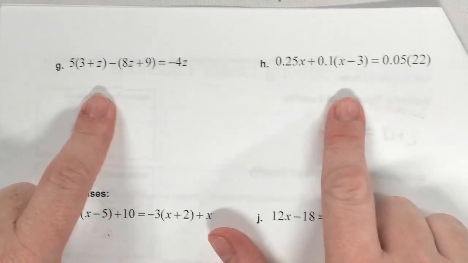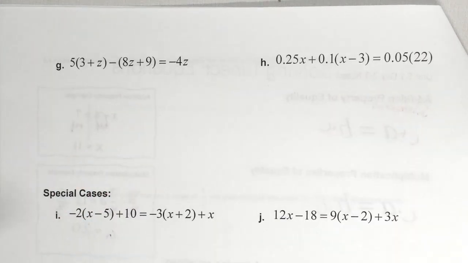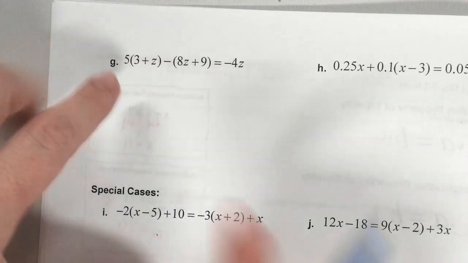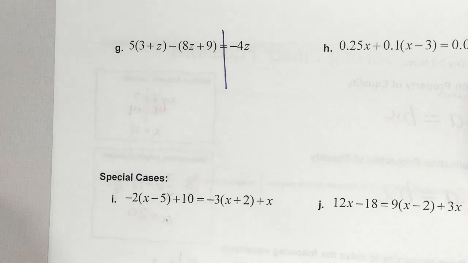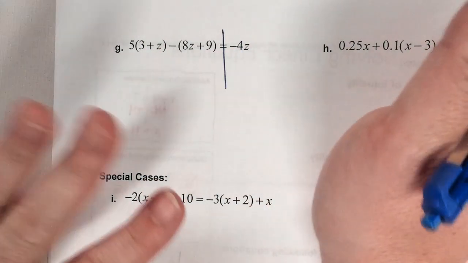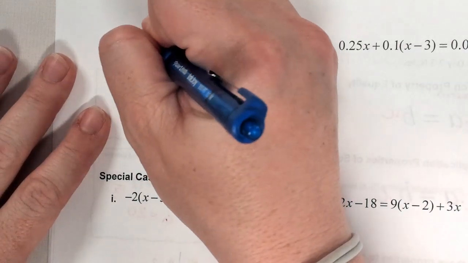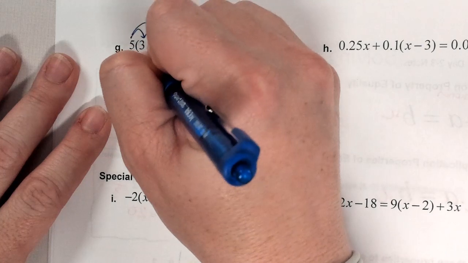So we're just going to cover one thing on these two, and then we're not going to go all the way through these, is what I'm saying. Okay, what would you do first on this one? Yeah, distribute on the left side, right? The right side is simplified, but we have to simplify the left. So I would distribute. I would get 15 plus 5z. Now what would I do?